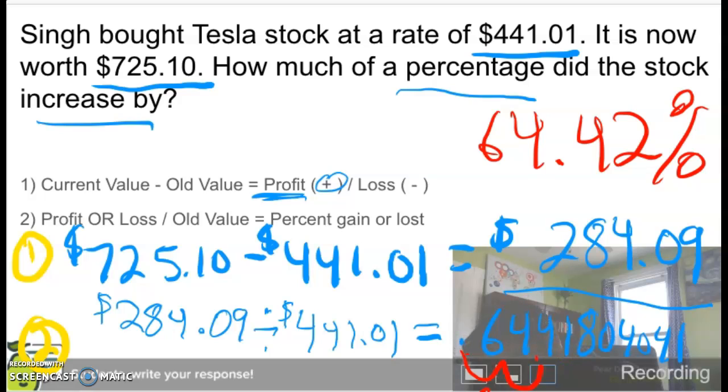So 64.4. Remember, if we just ask you to round one place, the 4 is going to remain just as is. Okay, so there are all of the problems.